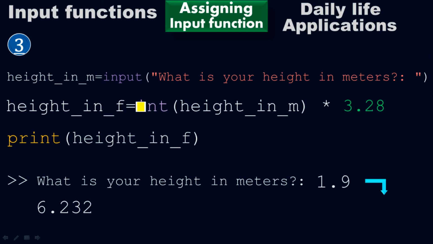So when you run the program, at the very first stage you will get "What is your height in meters?" As you plug in 1.9 and then press enter, you will get 6.232, which is feet. So we have converted meters into feet here. From 1.9 meters we got 6.232 feet. So it is a simple daily life problem. You can solve many problems using the input functions and the data conversion.